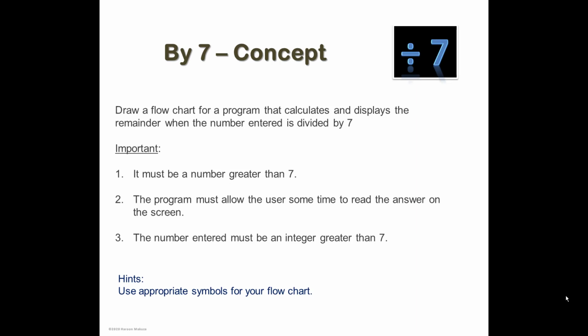Basically, you draw a flowchart for a program that calculates and displays the remainder when the number entered is divided by 7. For example, 8 divided by 7 gives a result of 1, because if you divide 8 by 7, the remainder is 1. So that's what the program is supposed to be doing.